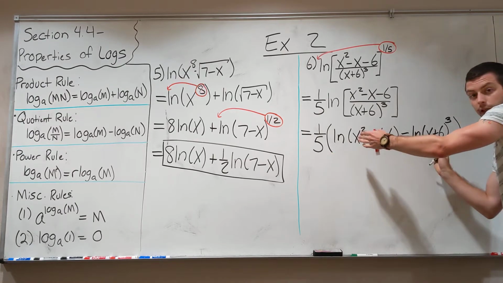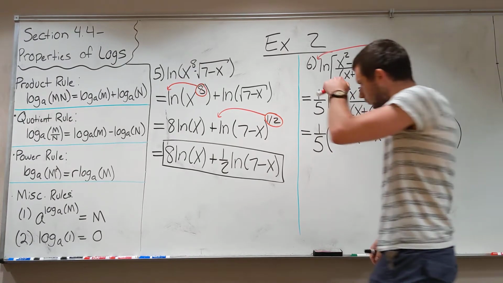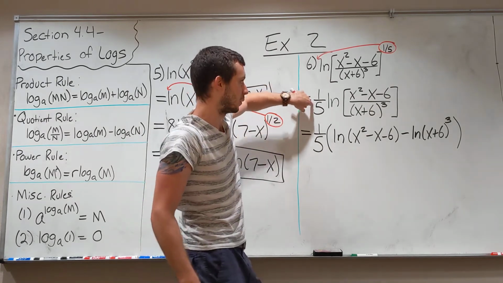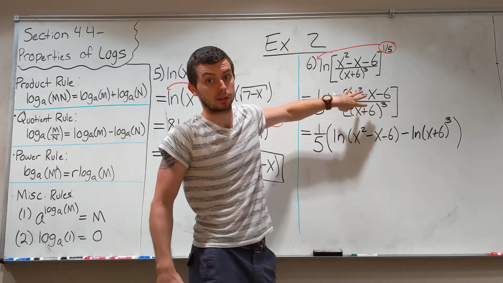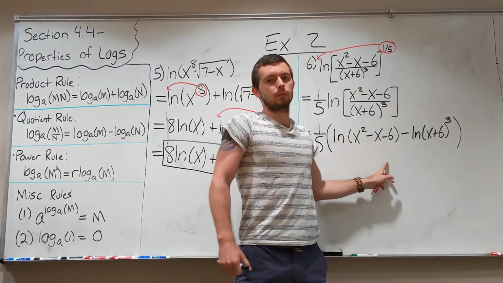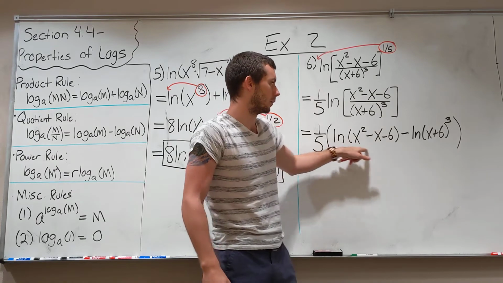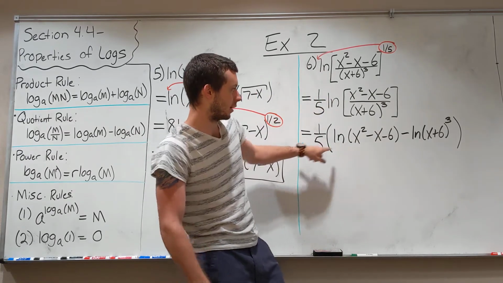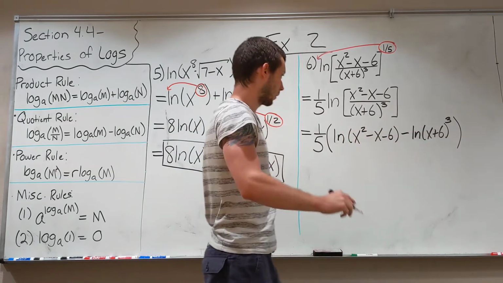The reason why I kept all of that in parentheses is because this 1/5 out here is being multiplied to whatever the result is. So that 1/5 would have to distribute to everything. It can't just be left on this term. So that's why I'm putting everything in parentheses, because that 1/5 multiplies to everything.